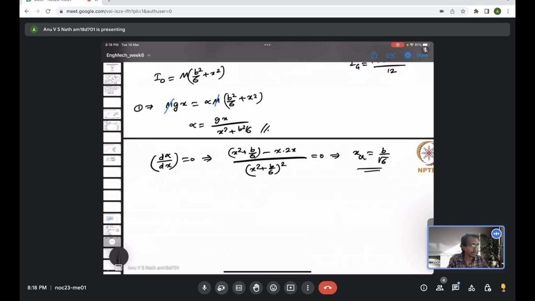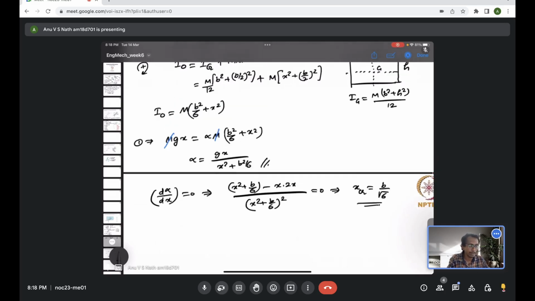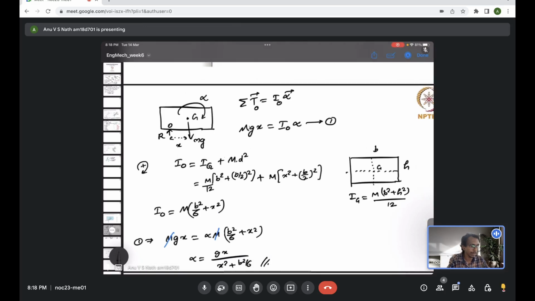So any question in this? So this is the critical value in terms of b, the distance x, for which the acceleration alpha is maximum. So here we didn't use the force balance equation. Usually we use the force balance equation to solve for the unknown forces. We have unknown force R, which we may require in the torque equation, but here I chose the torque about point O so that the moment created by R about point O will be 0, which will not appear. And this I could do because the point O is not moving.